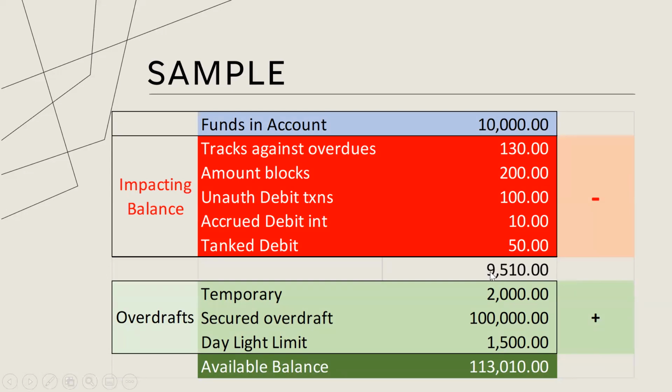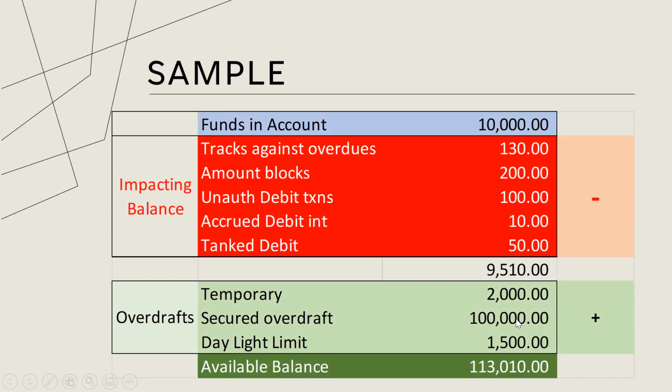Now the available balance in his account is 9,510. After that, assume that the same customer has all three possible overdraft facilities: temporary overdraft, secured overdraft, and daylight limit. Temporary overdraft of 2,000 is given for a week or so, or is active at this moment. That also is getting added. That's why I have mentioned it in the green color here.